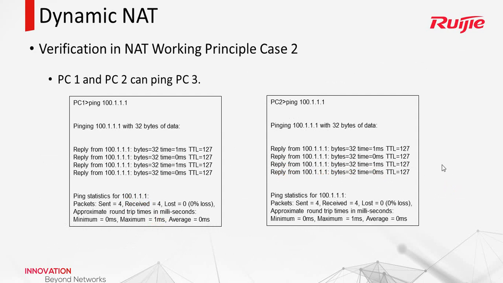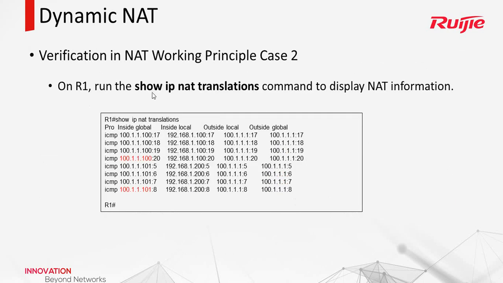And we can try to ping it. Then use show ip nat translation. We can find that the two different private IP addresses use two different public IP addresses.